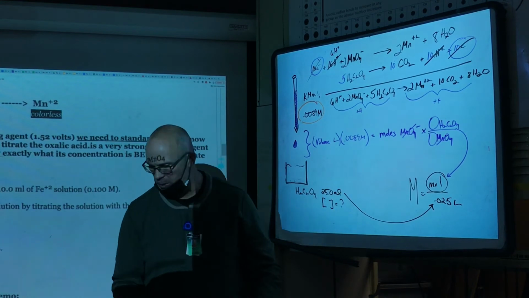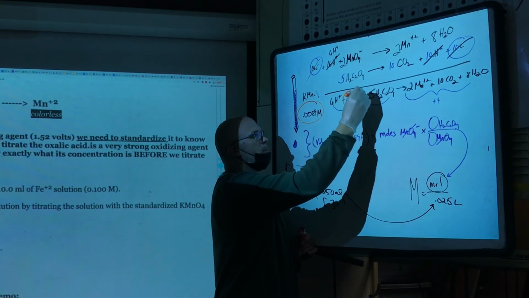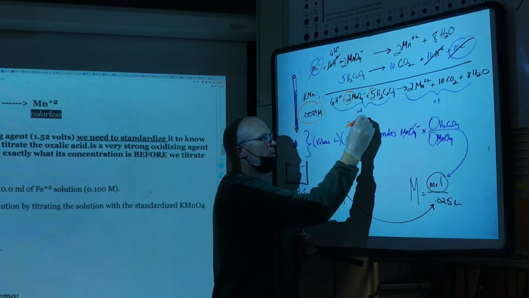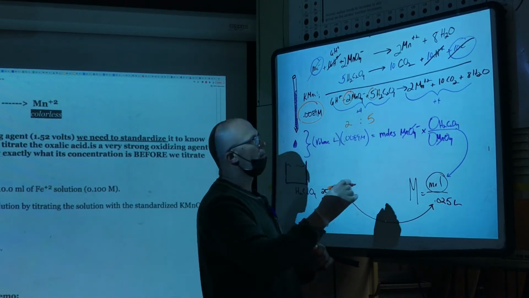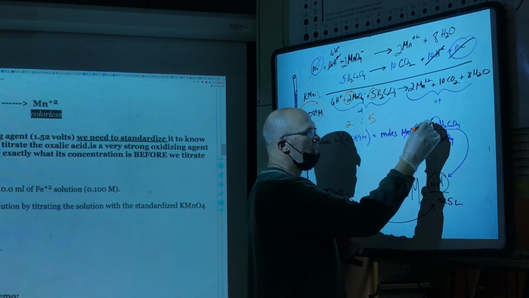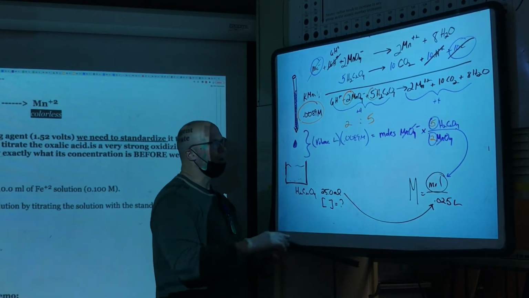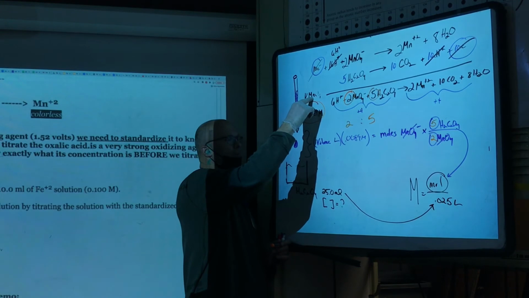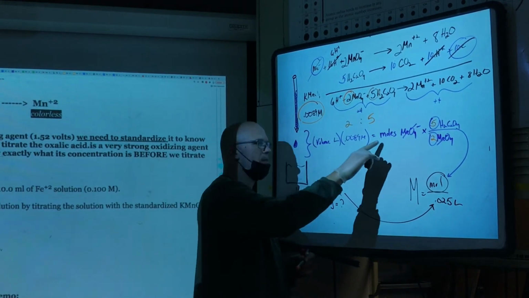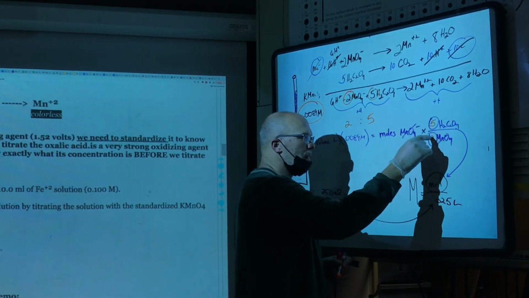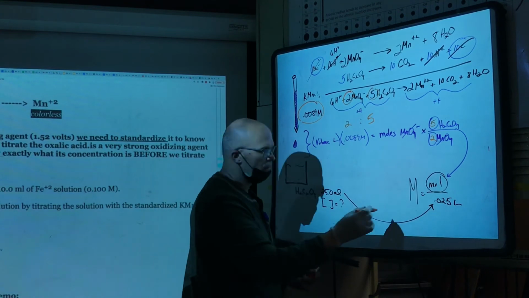What is the ratio between? Here it is. There is 2 of these to 5 of these. It's a 2 to 5 ratio. So when I do my math, there is going to be 5 of these to 2 of these. I'm going to take the moles of KMnO4 that was delivered to completely oxidize the oxalic acid. I convert it to oxalic acid by doing this ratio. I use the volume, and that's how I solve for molarity.